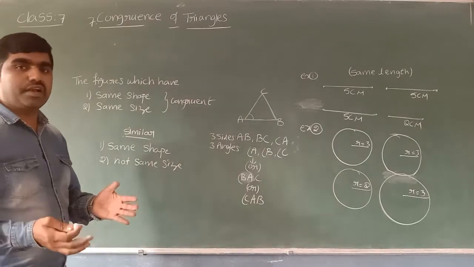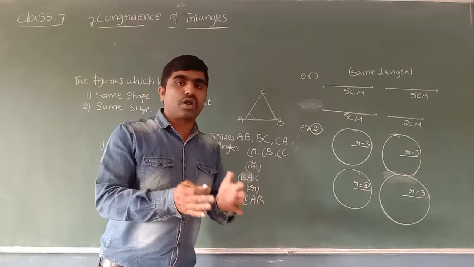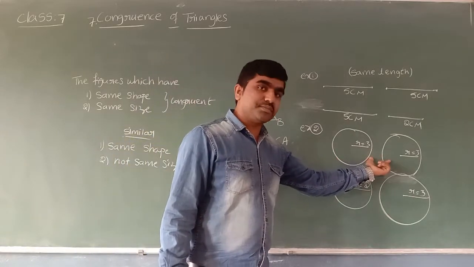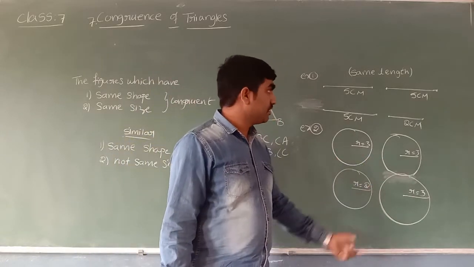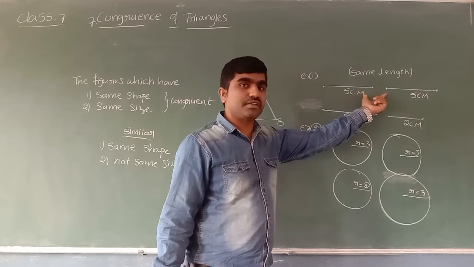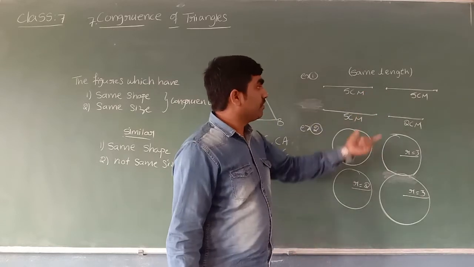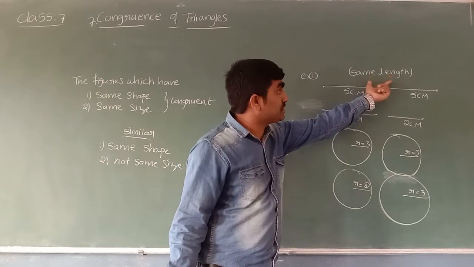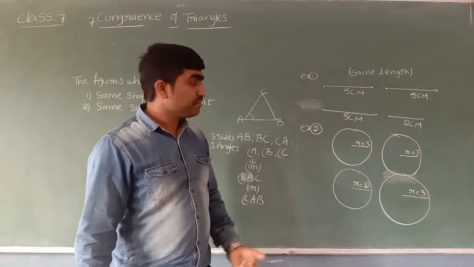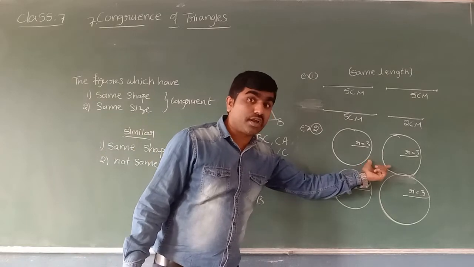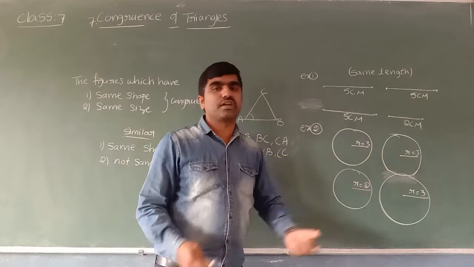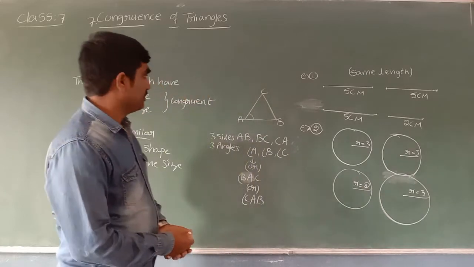Like that, we can identify whether two given figures are congruent or similar. Same shape, same size, congruent. When can we say two line segments are congruent? Sir, when the two line segments have the same length. When can we say two circles are congruent? When two circles have the same radius, then both are congruent.